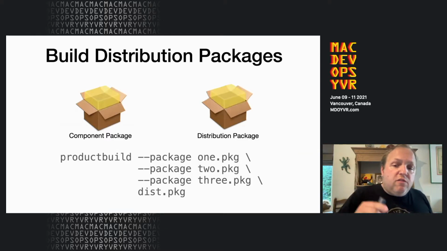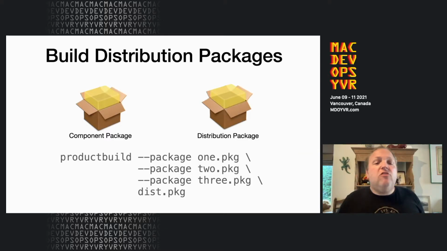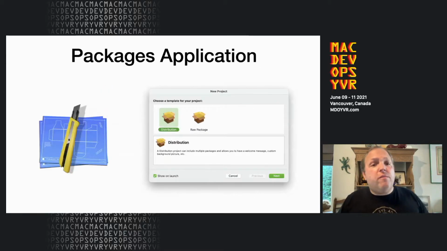If I want to build a distribution package from a component package, I use the productbuild command line tool. I can add one or more packages, and then it just wraps it into a distribution package. Sometimes we need that workflow. There are many more options to the productbuild command if you wanted to add more things. There's a great man page for that. Also, the Packages application by Stéphane Sudre, a wonderful UI for the same task, especially if you want to build custom installer UIs.